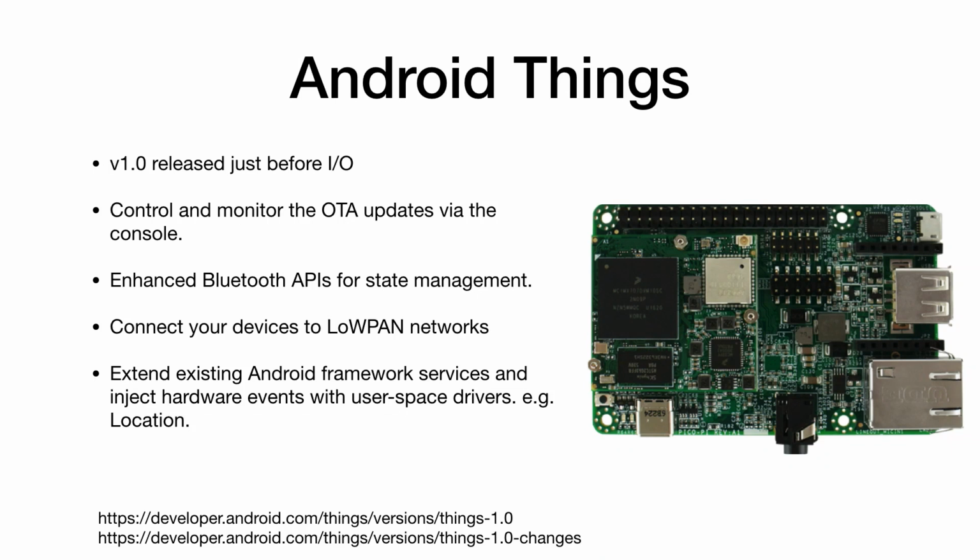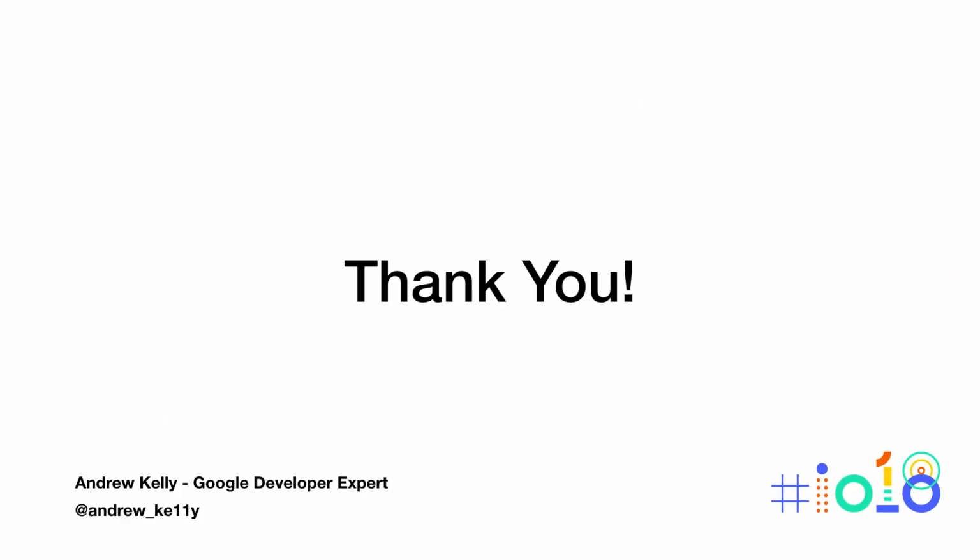So if you're doing any Android Things related stuff, you can now control and monitor the over-the-air updates via the console, which you couldn't do before. There's enhanced Bluetooth API support for state management. You can now connect your devices to low-powered Wi-Fi personal area networks or something, so you can make them talk to each other in a mesh. And you can also extend the existing frameworks with your own custom hardware. So let's say you've written a super cool new location discovery beacon widget thing with some electronics. You can actually have that through a user driver exposed through the system services that the Android framework will then use. Last slide, boom, done.